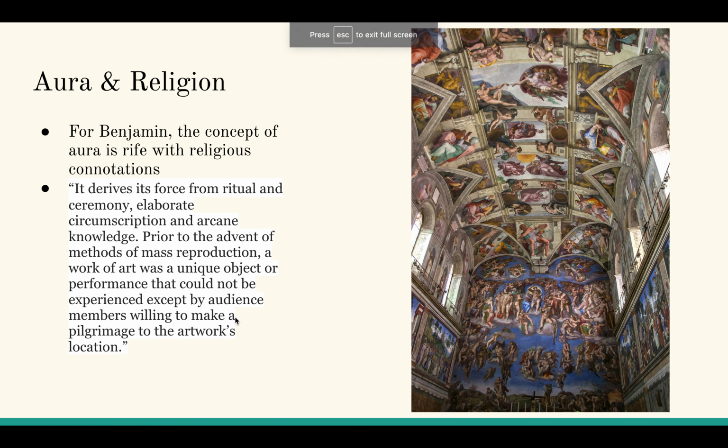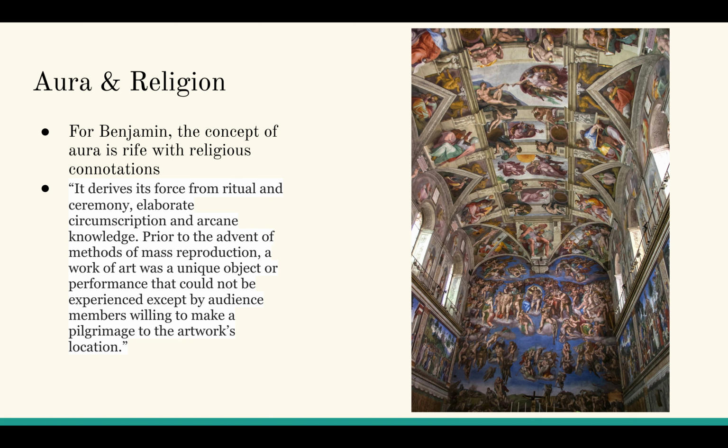Now, it's important to recognize that when Benjamin is talking about aura, it's impossible to remove this theory from religion. So for Benjamin, the concept of aura is rife with religious connotations. And indeed, I've copied and pasted this, as you can see, from another source, but it says this well, right? It says, it derives its force from ritual and ceremony, elaborate circumscription and arcane knowledge. So this is the work of art, right? The work of art, the original, not a mechanically reproduced work of art, but an original derives its force from ritual and ceremony, elaborate circumscription and arcane knowledge.